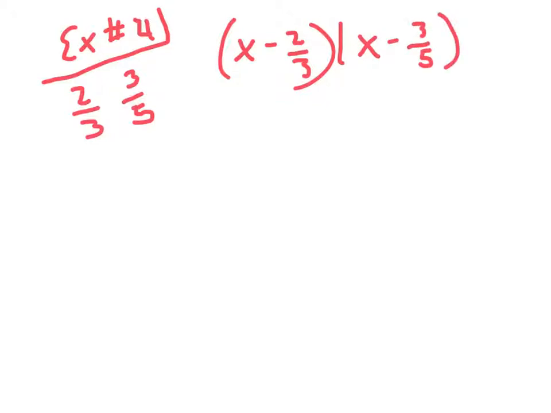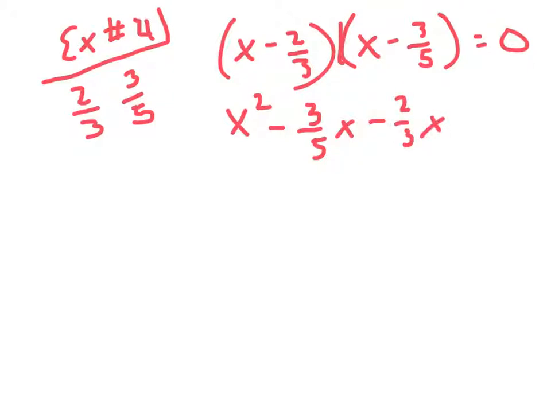Now remember, if one of these was negative, I would change this to a plus, and then equals 0, and then I FOIL it again. X squared, x times negative 3/5, negative 3/5 x. Negative 2/3 times x, negative 2/3 x. And then 2/3 times 3/5, that would be 6/15. Yes, negative times negative is a positive.